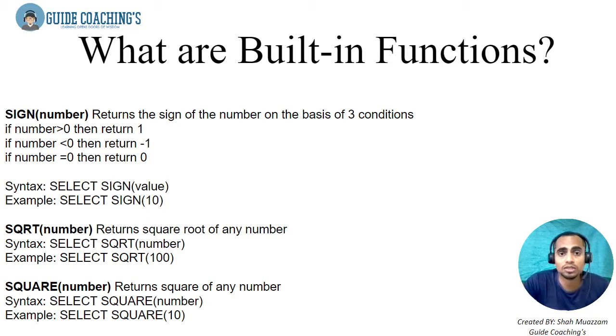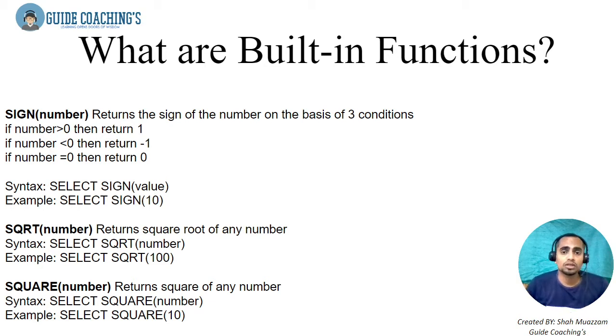My name is Moazzam Ali, and in our previous tutorial we learnt about built-in functions. So what are built-in functions? We have seen a couple of built-in functions, as you can see on the screen. We have sign, where we are checking the positive, negative and equal to, less than or equal to, greater than or equal to 0. We were checking these three conditions. Then we had the square root, where we were getting the square root of any number. Then we had the square.